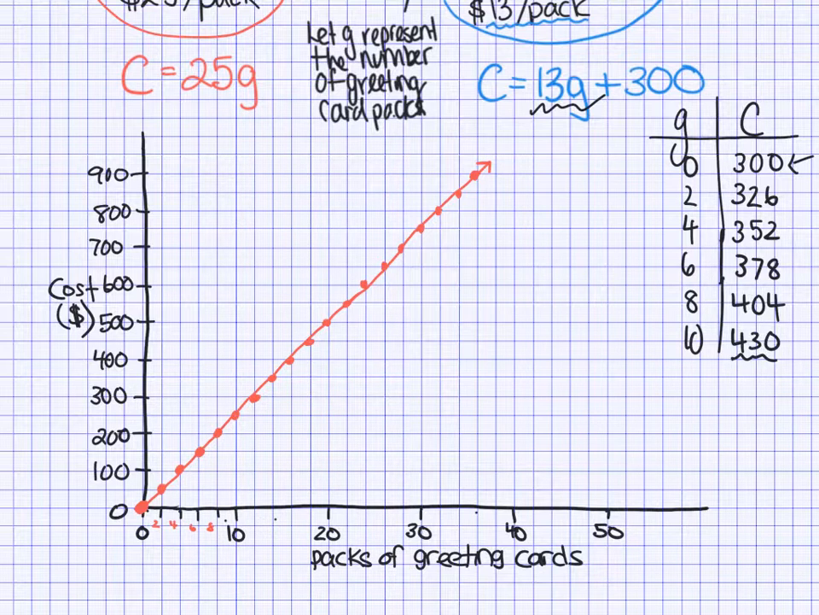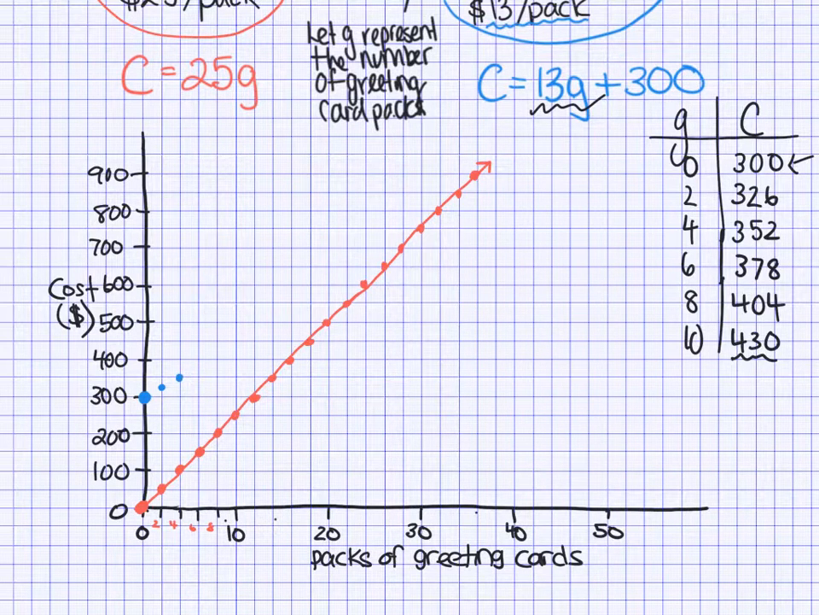Okay, so my next table of values, so 0 and 300. So I know my initial cost is $300, so my graph's gonna start right at 300. And then after I sell 2 packs of greeting cards, or after I buy them, I guess, it's costing me $326. This is obviously a less accurate graph than the other one. So after 2 packs, we're at $326, which is roughly halfway in between those. After 4 packs, we're at $352. So these are increasing half as fast almost. Not exactly, but kind of.